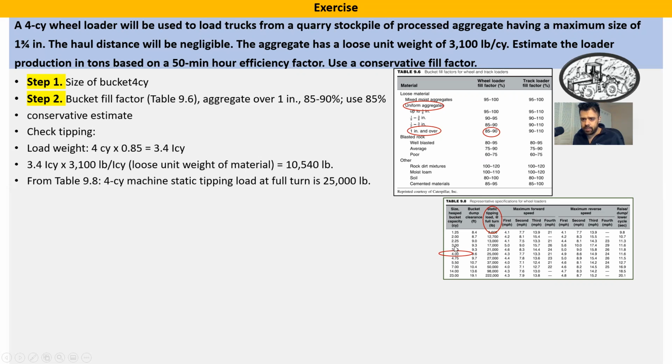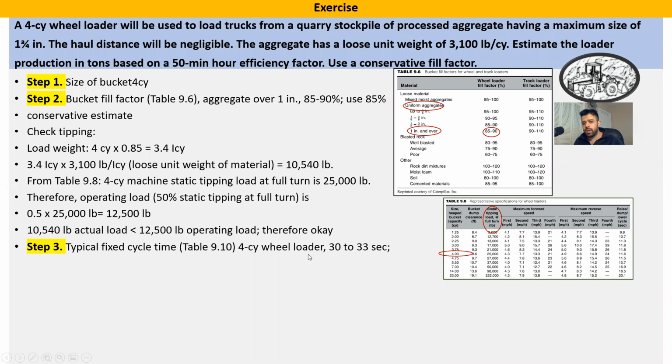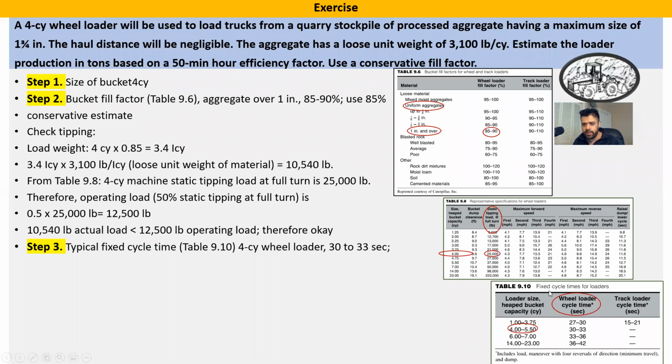To get the maximum range possible, you need to use table 9.8. Look at the size of the bucket, look at the static tipping load, and half of this number will give you the maximum range. This number is 25,000, half of it will be 12,500. Since the weight of the materials in the bucket is 10,500, we fall in this range and we are good to go.